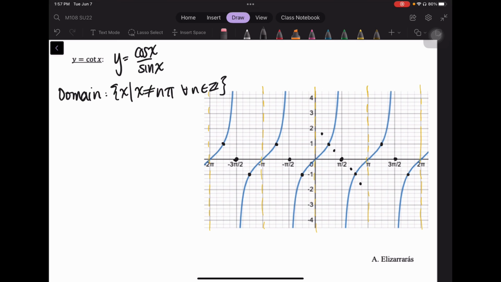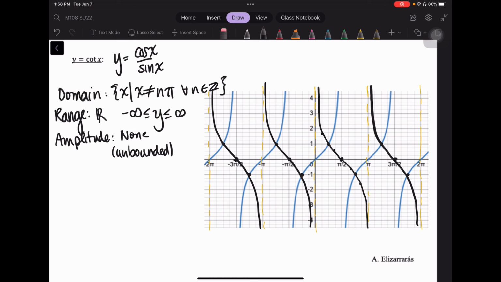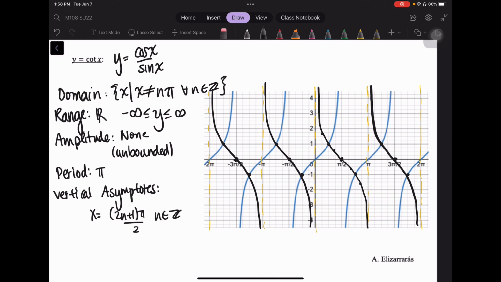Connecting these and adding a little bit of a curve in there, we see that the cotangent and tangent functions are similar, but they are reflections of each other. We then have that the range is all real numbers. There is no amplitude because the graph increases without bound and decreases without bound. The period, just like for tangent, is pi. The vertical asymptotes happen at the odd multiples of pi over 2. And there is symmetry about the origin for this.